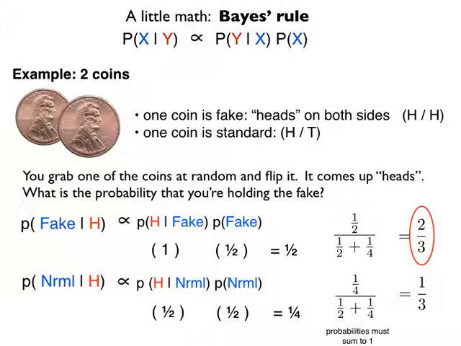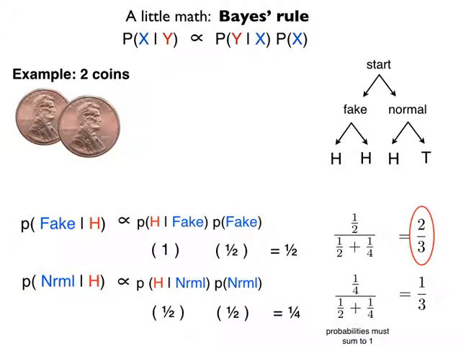Does that make sense? So let's say the opposite happens. Well, okay, that makes sense, right? 2 out of 3, it was fake. You have a start, you got either fake or normal. You draw heads, 2 out of 3 of those instances, you will have fake. How did you get the denominator? Because 1/2 plus 1/4.